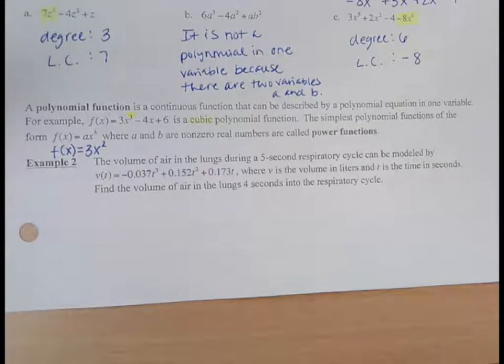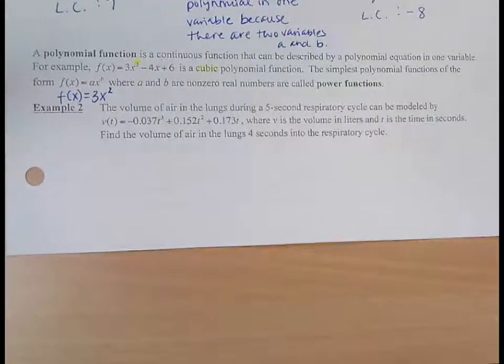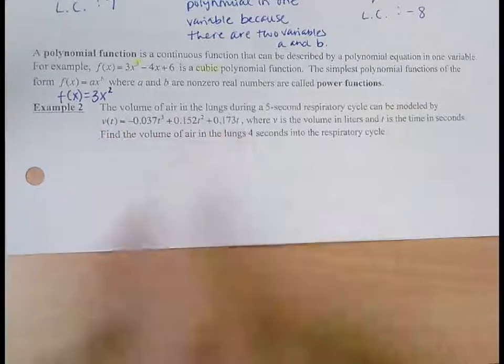But example 2 is where we actually get into evaluating these. So it says the volume of air in the lungs during a 5-second respiratory cycle can be modeled by, and it gives a function v of t, where v is the volume in liters and t is the time in seconds. Find the volume of air in the lungs 4 seconds into the respiratory cycle. So I would like you in your groups to do this example because you've done problems like this already. This is just specifically telling you it's a polynomial function. Use that function you're given to answer this question. And we'll just make sure that we all know how to do it and all can get the right answer.